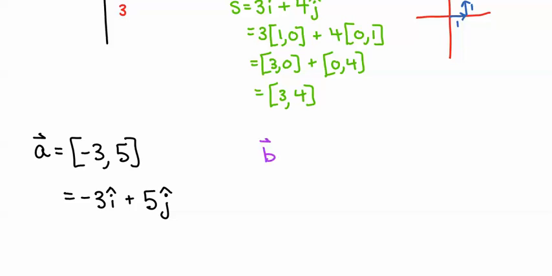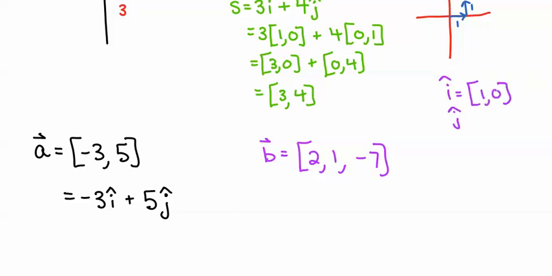I can do it if I have 3 space too. So let's say I had vector B that was 2, 1, -7. So I just added another plane. We said i hat was 1, 0, and we said j hat was 0, 1. But if we're going into 3 space, we're just going to add a z.